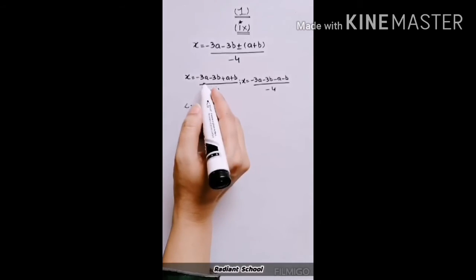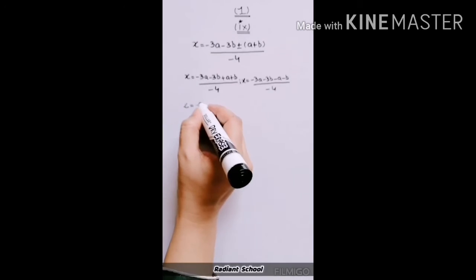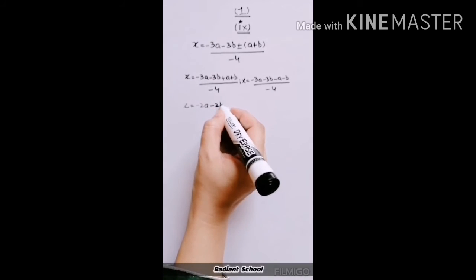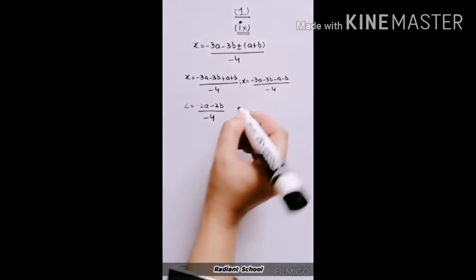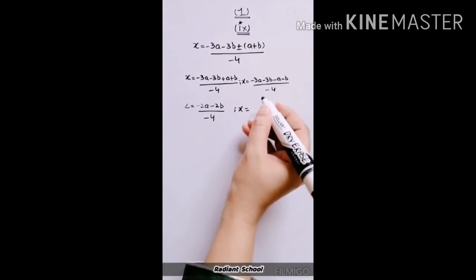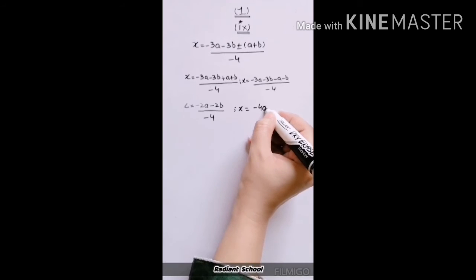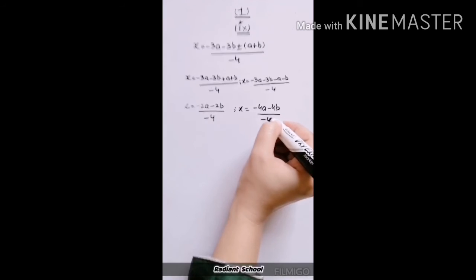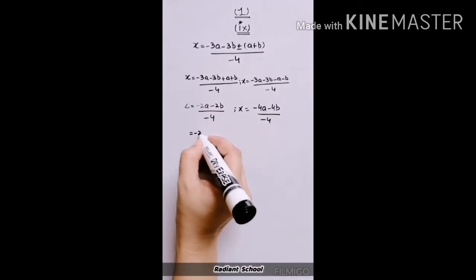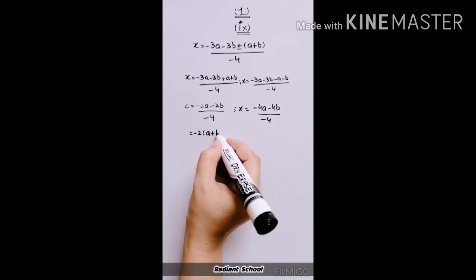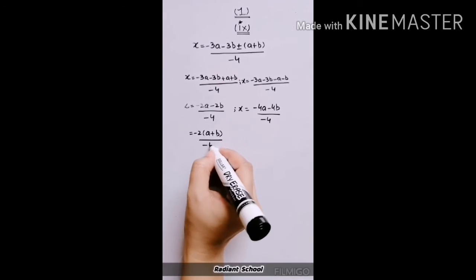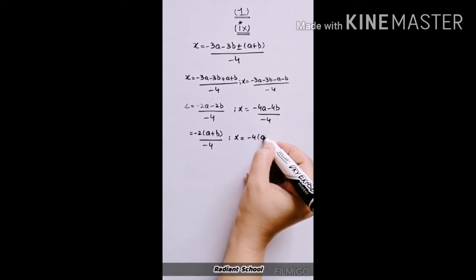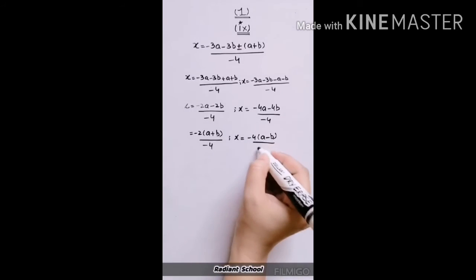x is equal to minus 3a plus a is minus 2a, minus 3b plus b is minus 2b, divided by minus 4. x is equal to minus 3a minus a is minus 4a, minus 3b minus b is minus 4b, divided by minus 4. Now here we will take minus 2 common, a plus b divided by minus 4. And from here we will take minus 4 common, a plus b over minus 4.